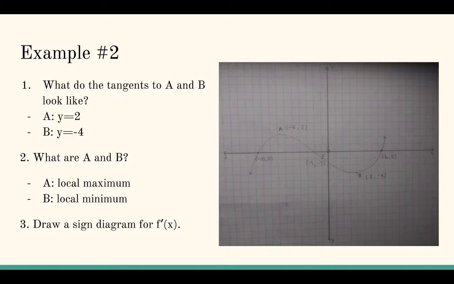So number 2 says, what are A and B? Since we've established that they are both stationary, since they are not increasing or decreasing at this point, and A is the highest point and B is the lowest, we can say that they are the local maximum and local minimum, respectively. From this alone, we can draw a sign diagram for f prime of x, which is the derivative of f of x, kind of like what we did in the previous section. Only here we understand what a local maximum and a local minimum are.